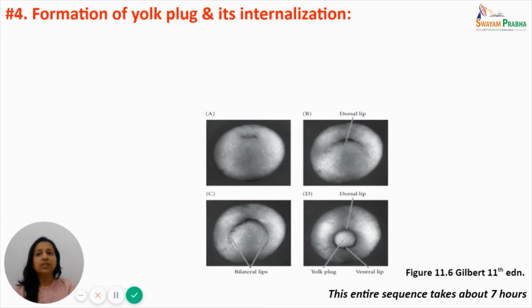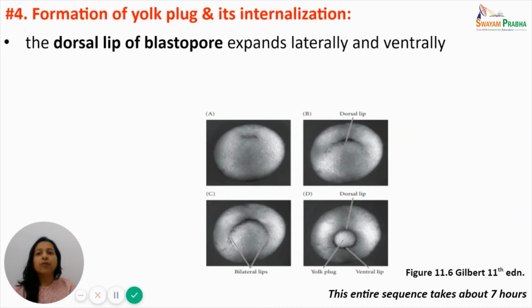The fourth process during gastrulation in Xenopus is the formation of the yolk plug and its internalization. Actually, this is a process which is going on side by side during the previous three steps also. Now we know that the dorsal lip of the blastopore is formed first of all. After the dorsal lip is formed, as is shown in the B diagram here, by the invagination of bottle cells, as we discussed in the first step of gastrulation, this dorsal lip starts to expand laterally and also ventrally.